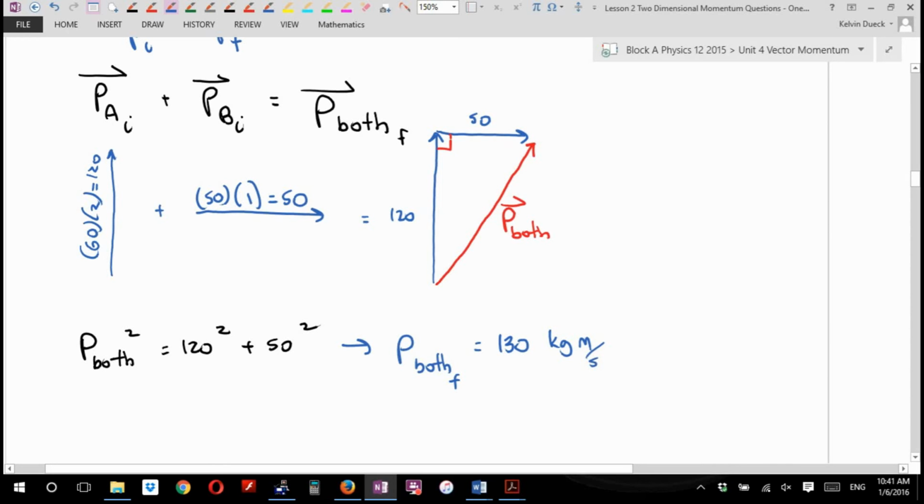But that's not what this question asked. What did this question want me to find? Did it say, find the final momentum that they move off together? Lewis, what did it ask me to find? Oh, if I know a momentum, how can I find a velocity? Momentum is what times what? Mass times velocity. So are you saying if I divide this by the mass? Which mass? Mass of both in this case, because it is the momentum of both. Okay? So the velocity, and now I'll bring my vector notation in, is going to be 130 divided by 60 plus 50.